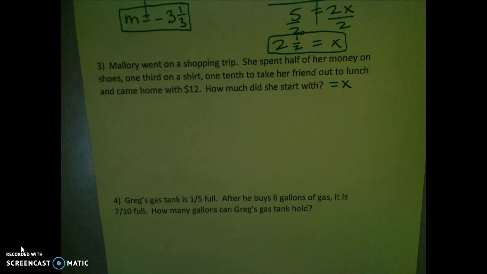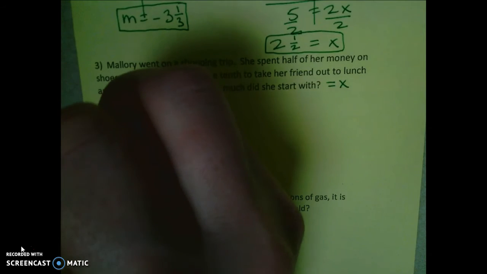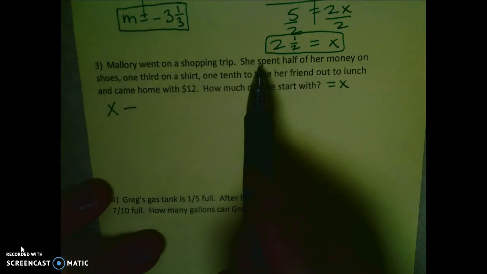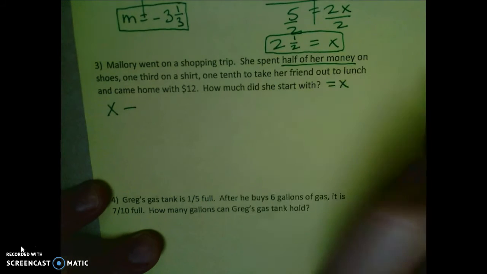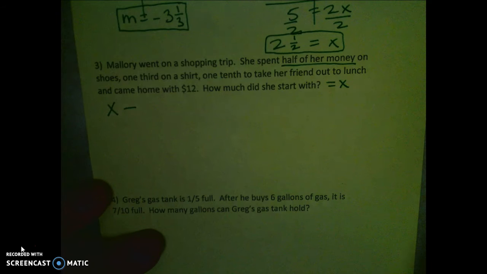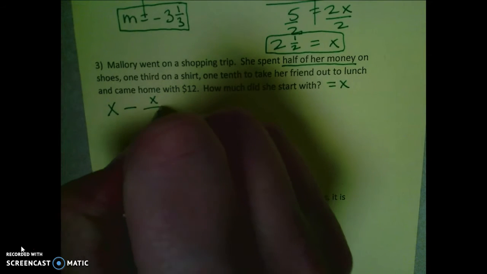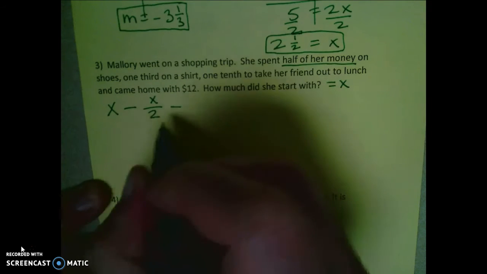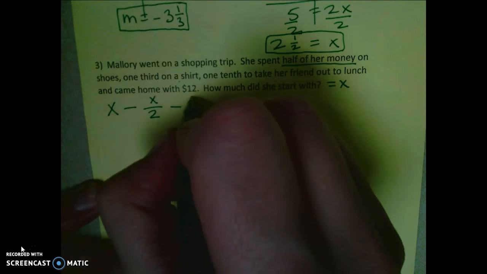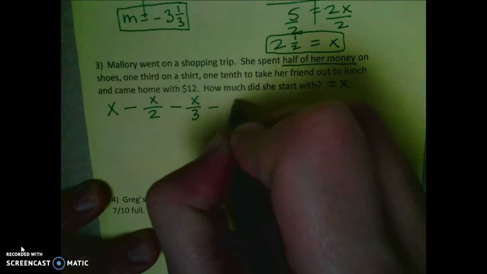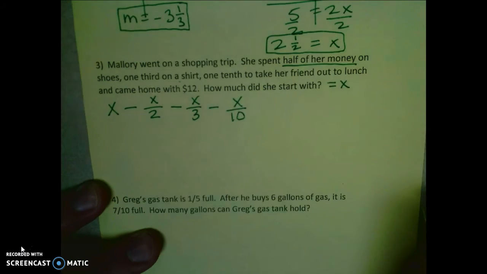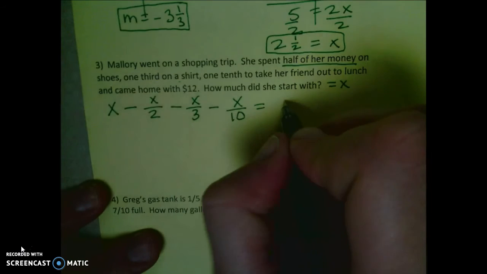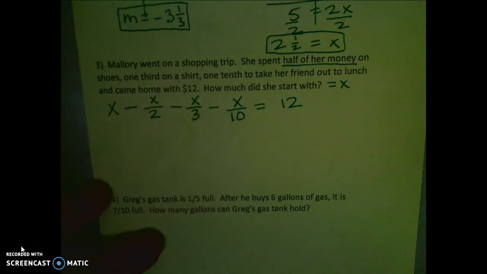So whatever she started with, if she's spending money, that's getting taken away, right? So X minus, and then she spent half her money on shoes. Well, we don't know what she started with, so we have to use X again. And then half of that would be like dividing by 2. You could also say 1/2 times X. And then again, she's spending a third on a shirt, so X over 3. And then 1/10 to take her friend out to lunch, so X over 10. And then she has $12 left over, so equals 12.